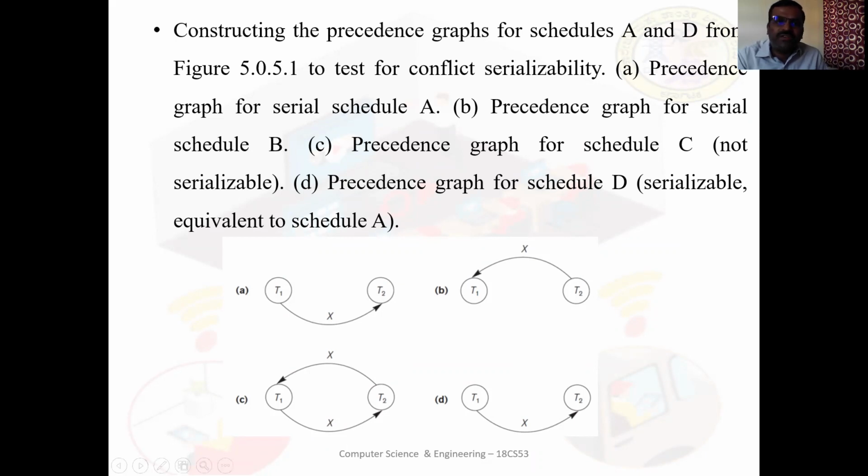A, the precedence graph for serial schedule. Here T1, T2. After completion of execution of T1, start execution of T2. For schedule B, after completion of execution of transaction T2, start executing transaction T1.